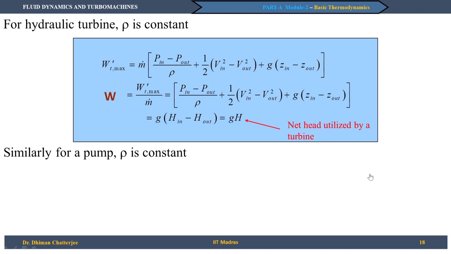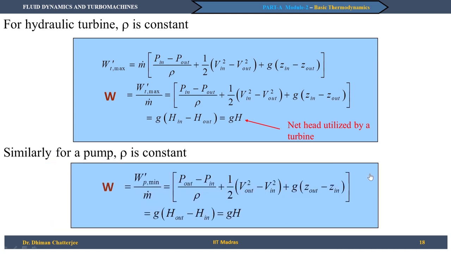Similarly, for a pump, rho is constant and we can get the specific work to be again established in terms of g into H, but in this case the relationship is (P_out minus P_in)/rho plus (V_out square minus V_in square)/2 plus g (Z_out minus Z_in). In this case, please note that this H is the head developed by the pump. So, we will come across these terms, the net head utilized by the turbine and the head developed by the pump, when we talk about pumps and turbines in the next week.